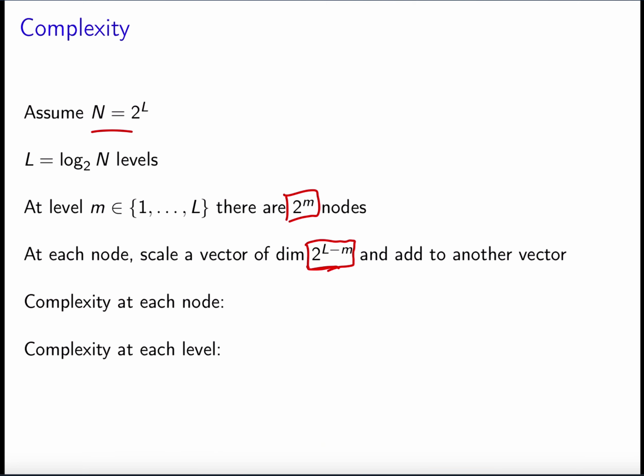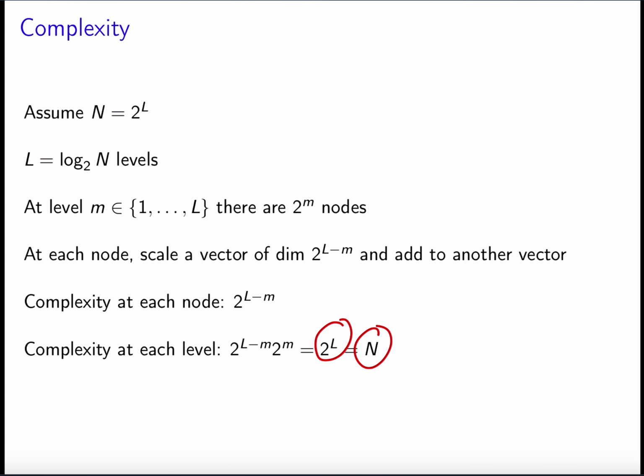More formally, we have at each level 2^m nodes. At each node we're manipulating vectors of size 2^(L-m). We have to multiply these, so the complexity at each level is 2^L, which is n, which is just what I showed you on the graph. So the overall complexity is n log n, which is dramatically lower than n squared.